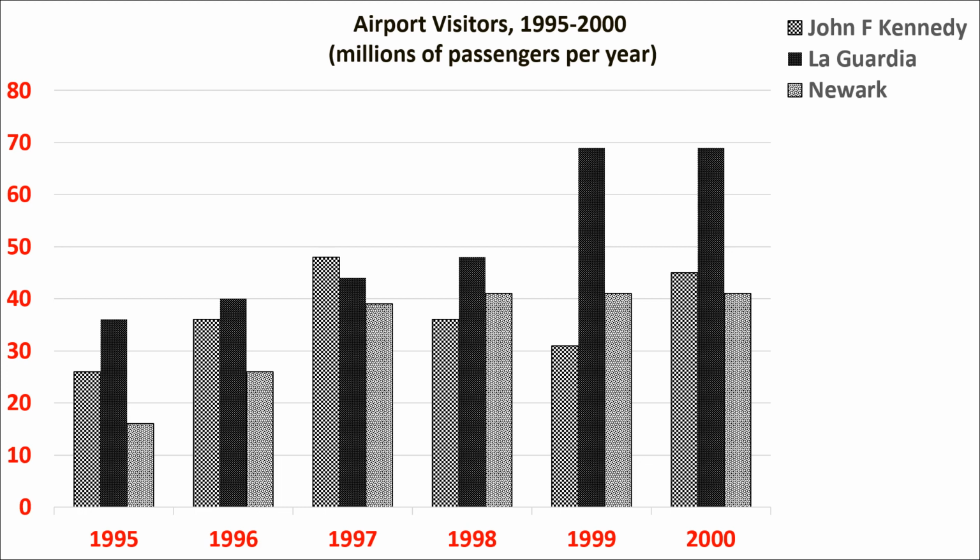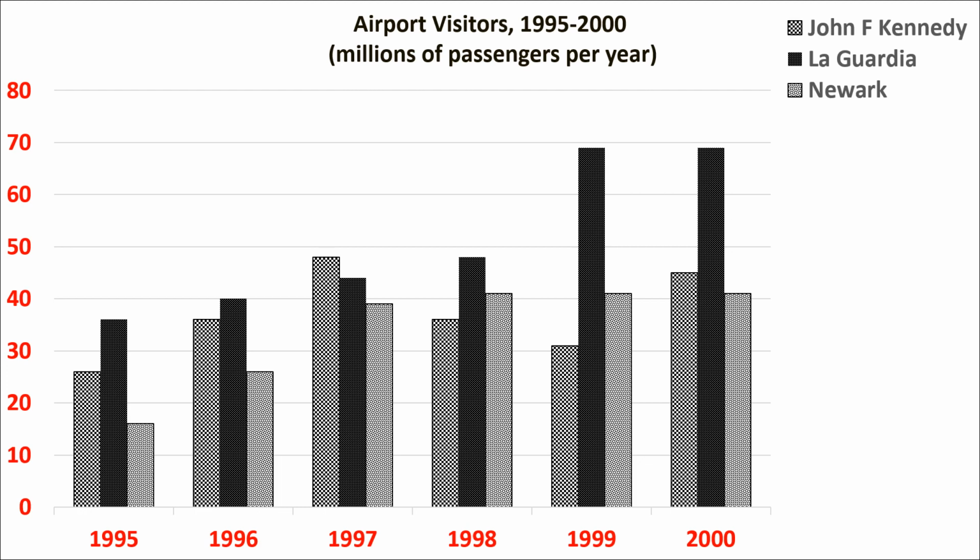Now, which is John F. Kennedy? The small checks in black and white. LaGuardia is all black, and the last one is Newark. Now, overall, when you look at it, look at first John F. Kennedy. What is happening? It is 25, 35, 49, and then again 35, 32, and 45. So it fluctuated, sometimes increasing, sometimes decreasing. So the airport visitors to John F. Kennedy Airport fluctuated.